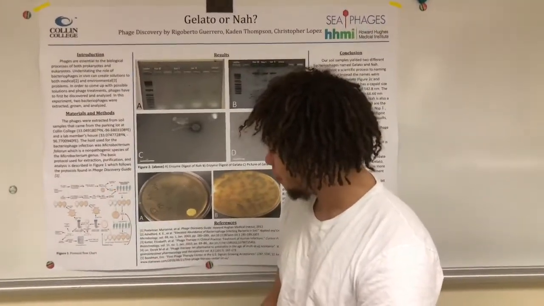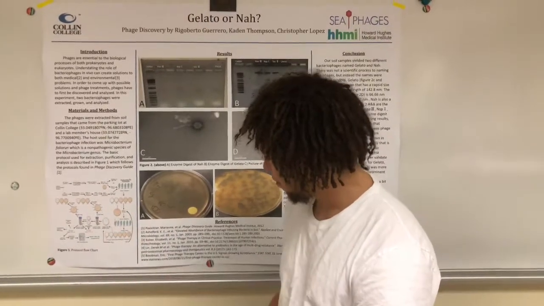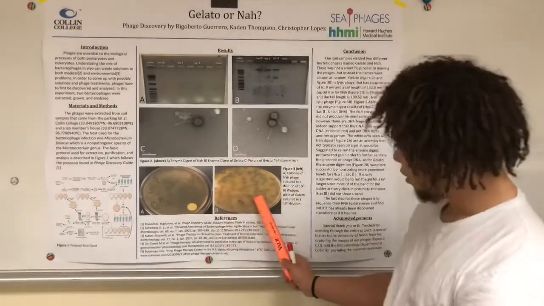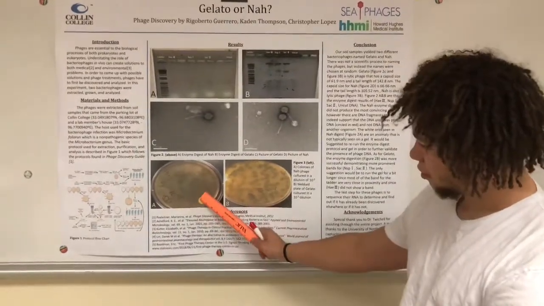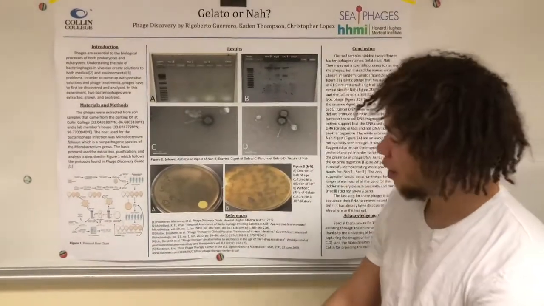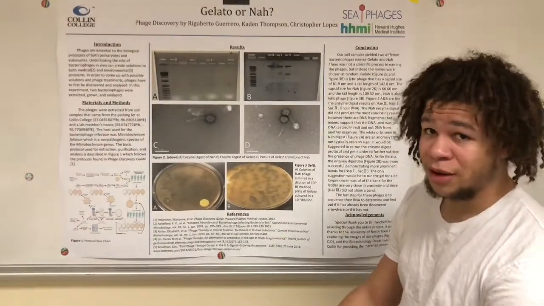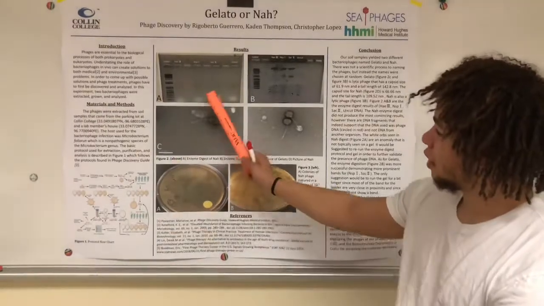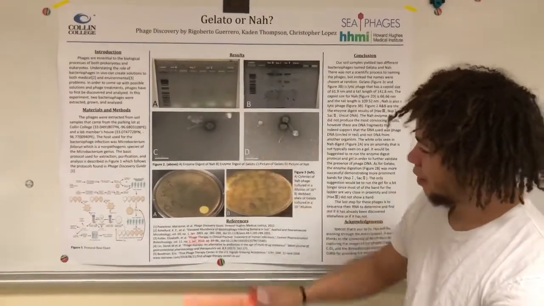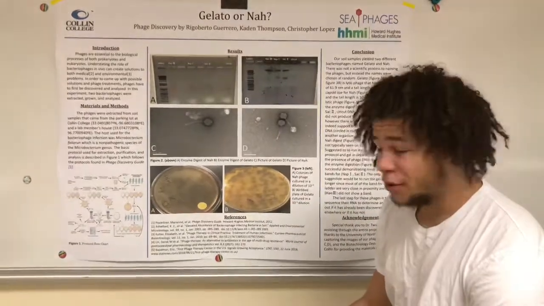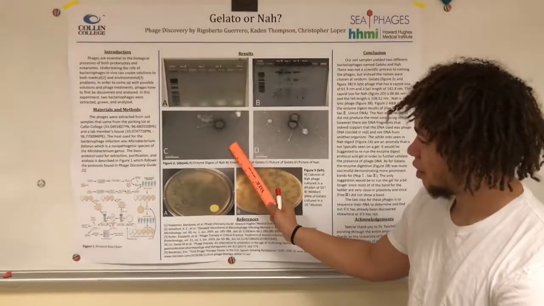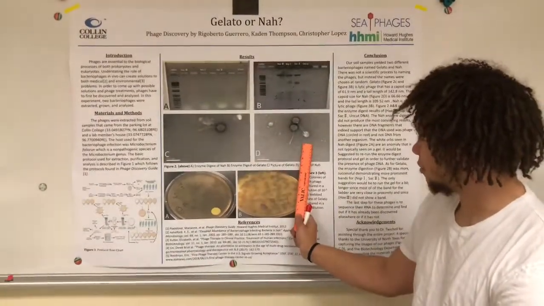Then, we purified our plaque assays, diluted them, and created our webbed plates, which resulted in these from Gelato and Nah. And then we made our lysates, and from those lysates we used them to make our enzyme digest, which resulted in these pictures of Nah and Gelato. And then we sent them off, our lysates, to get them photographed, and this is Gelato and this is Nah.